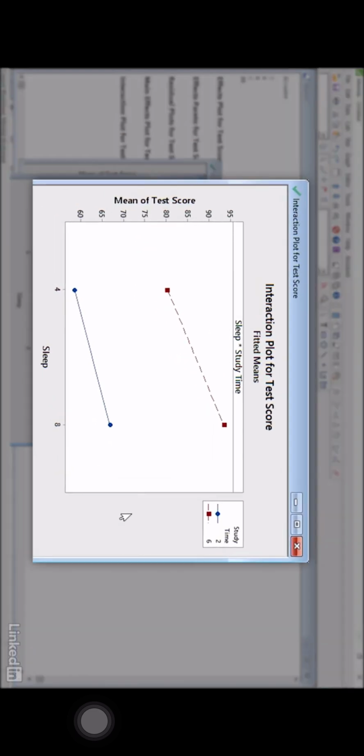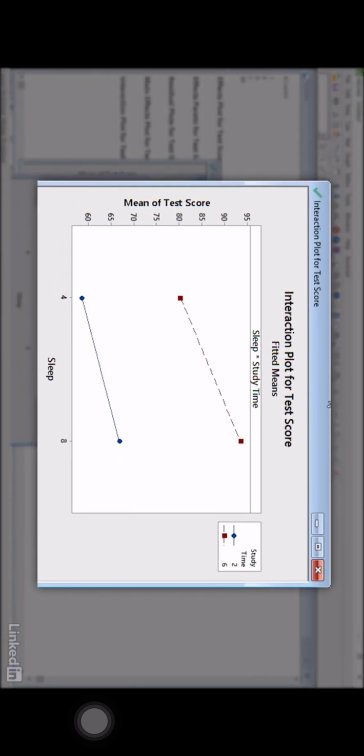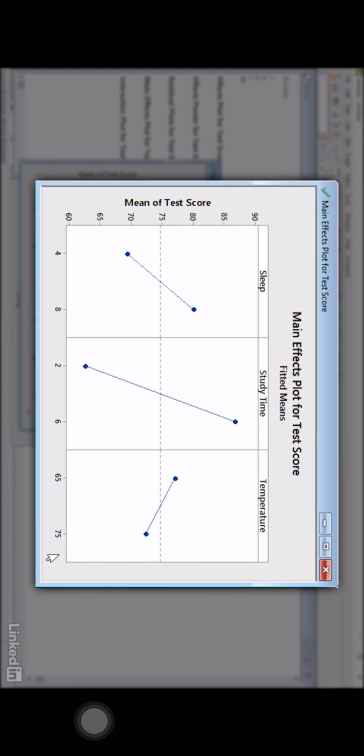To do that, go up to Stat menu, DOE, Factorial, Factorial Plots. We have the interaction plot, sleep study time, and we have the main effects plot. As you can see, study time has a very big vertical rise as you move from 2 hours to 6 hours. And the rise in test scores is from 62 all the way to 86. Whereas in temperature, when you move from low to high setting, the drop is negligible compared to study time. And this confirms what we saw in the ANOVA table and the F values earlier.